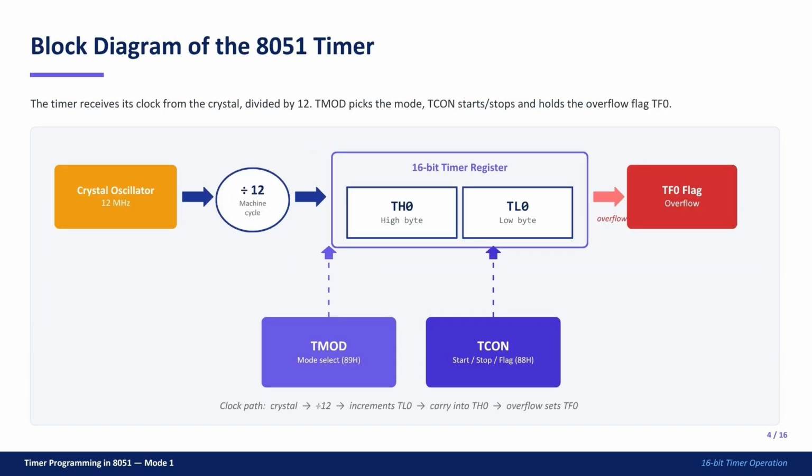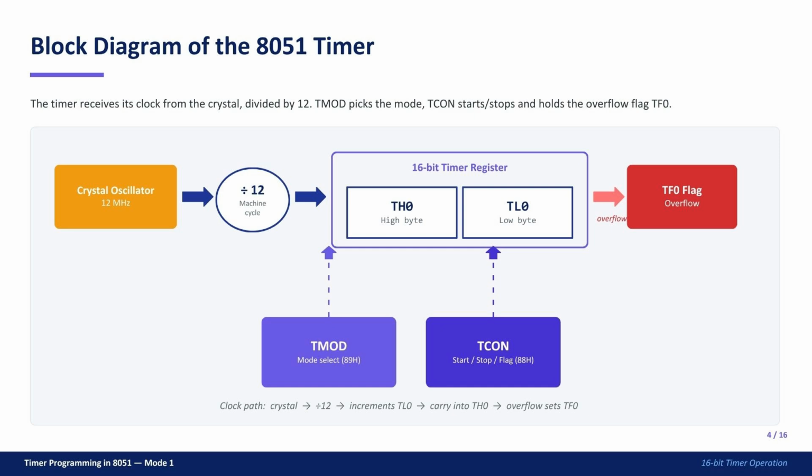On the left, we have the crystal oscillator connected externally to the chip. Let's say it is 12 megahertz. This signal goes into a divide by 12 circuit, which brings the frequency down to the machine cycle rate, 1 megahertz in this case. This 1 megahertz signal is the clock that drives the 16-bit timer registers made up of TH0 and TL0. Every time this clock ticks, the timer increments by 1.